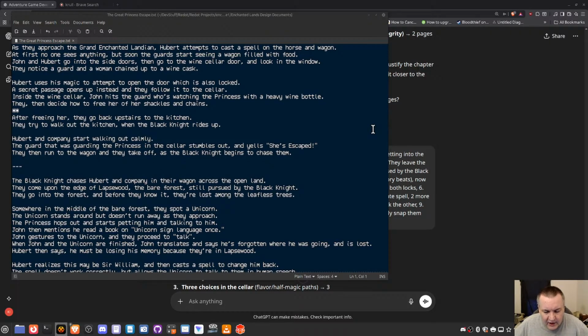Okay, so I could make a decision point there. Instead, they follow it to the cellar. So there's two things. I could either do the deal of opening the door, or I could do the deal of distracting the guards. Can use a different spell even. So if I have 9, let's say three different choices that all go to the same option, that's 3 more pages. So that's 9 plus 3.